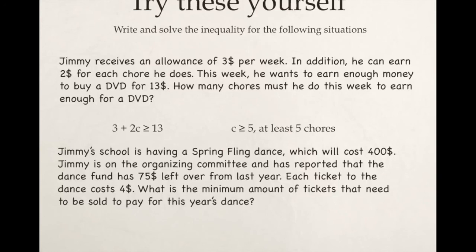In this case, the inequality problem is 75 plus 4t, t for tickets, is greater than or equal to 400. And then solving for t, you get t is greater than or equal to 81.25, or to be sure, 82 tickets. We're going to round it up just to be extra sure.